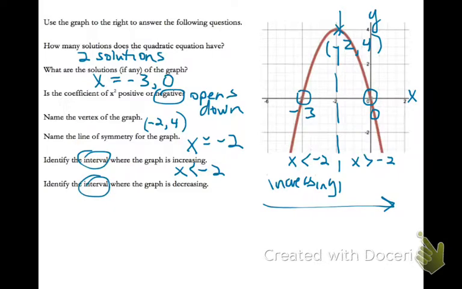Now, it's decreasing on the right side of that axis. So that is where x is greater than -2. And that's how you pick out the characteristics, or those characteristics, of a parabola.